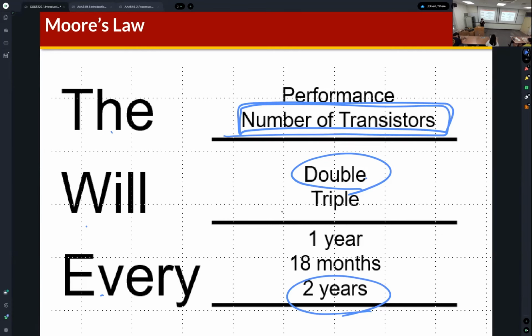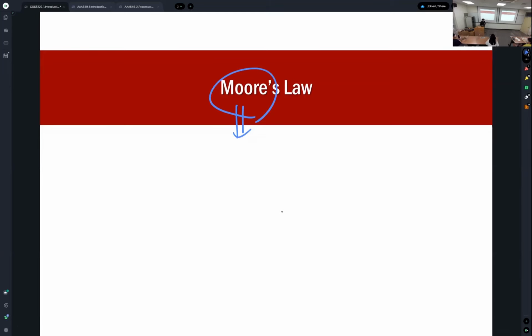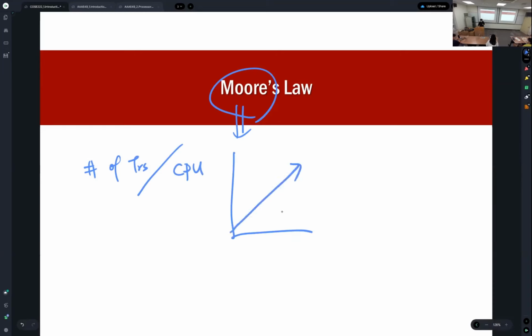So actually, Moore's law is not a theoretical law, it's an empirical law. So what does that mean? Actually, Moore is the name of the Intel CEO, the co-founder, Gordon Moore. Gordon Moore observed the trend of semiconductor technology, and he found that the number of transistors per one CPU chip, a single CPU, is exponentially increased by year. That's what Gordon Moore observed in the semiconductor industry.